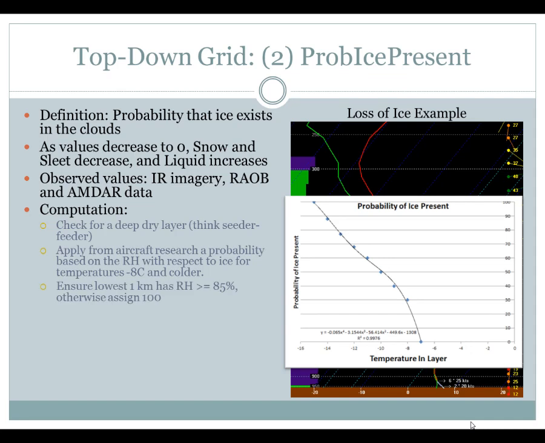There's also another check here to ensure that the lowest 1 kilometer has an RH greater than or equal to 85%. That's basically ensuring that you have some deep enough layer to get precipitation going, whether that's a drizzle, it could be a rain, just something like that. If that's not present, we're going to assign 100.